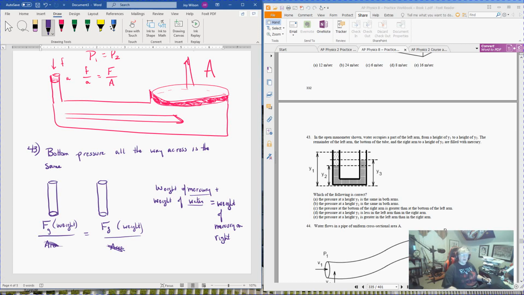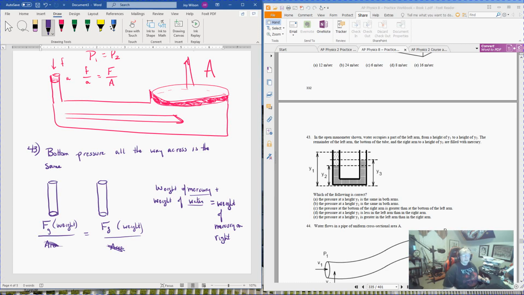So they ask us some questions. Which of the following is correct? The pressure at Y3 is the same in both arms. Well, the pressure would definitely be the same because they're at the same depth of fluid, or lack of depth of fluid. In one case, it's the weight of water and atmospheric. The other one is just atmospheric.